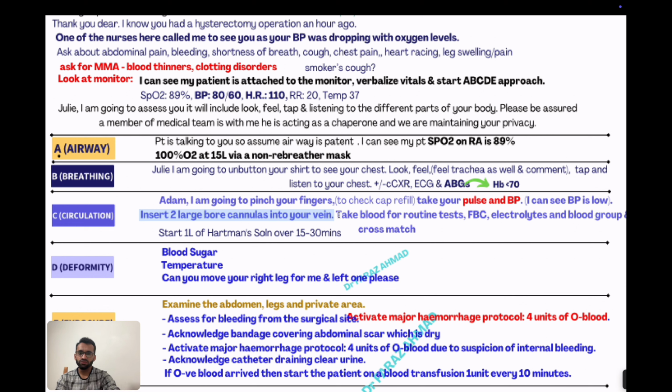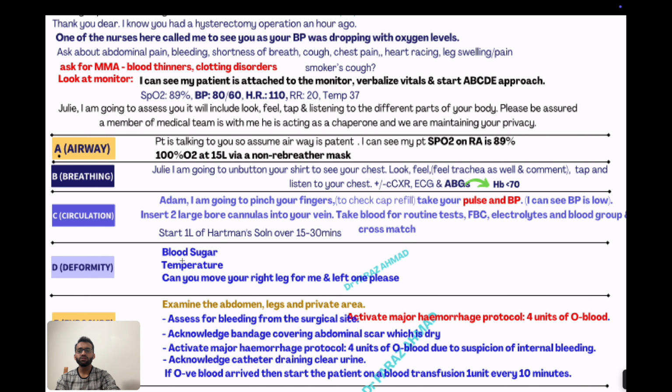I will take your bloods for the routine investigations: full blood count, electrolytes, blood group and cross matching. Because this is a post-operative case, don't forget to request the blood group and cross matching, because most probably this will be a bleed. Blood pressure is low, so I will start 1 liter of Hartmann's solution over 15 to 30 minutes.